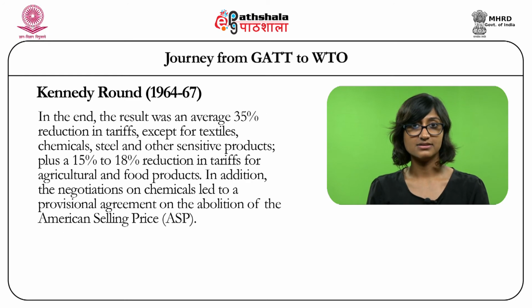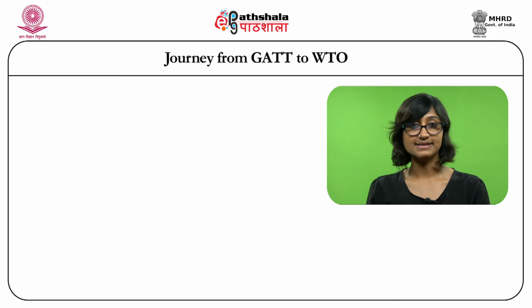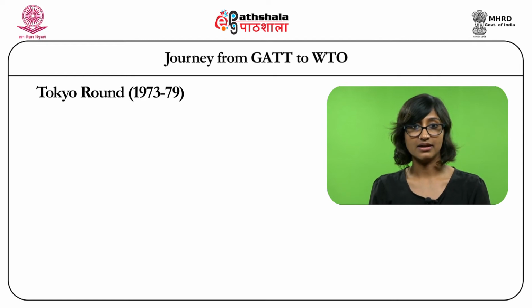In the end, the result was an average 35% reduction in tariffs, except for textiles, chemicals, steel, and other sensitive products, plus a 15 to 18% reduction in tariffs for agricultural and food products. In addition, the negotiations on chemicals led to a provisional agreement on the abolition of the American Selling Price, or the ASP. The next important round is the Tokyo round, which took place from 1973 to 1979.